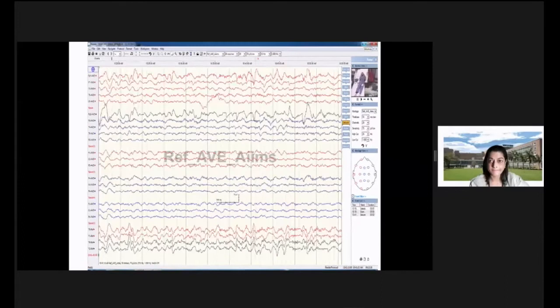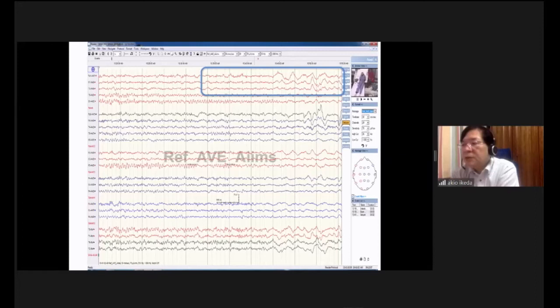Dr. Ikeda? Yes, I totally agree, especially with the initial parts of this, the polymorphic delta of about 2 seconds involving FP1, and to some extent F3 and then C3. As you mentioned, it is quite well localized to the more rostral parts, and is not extended into the more posterior parts.